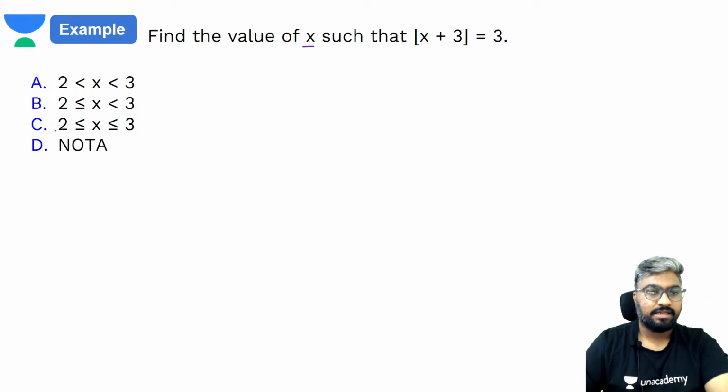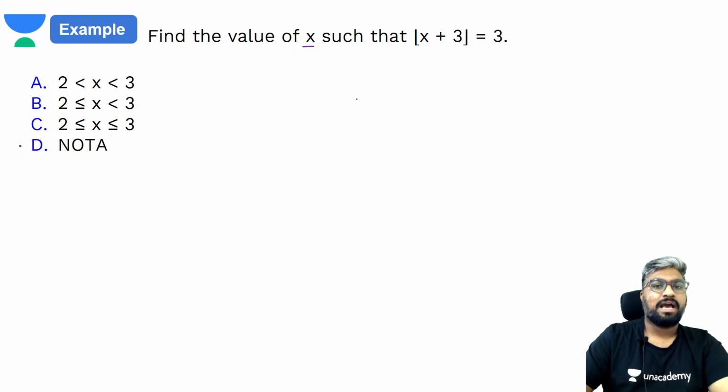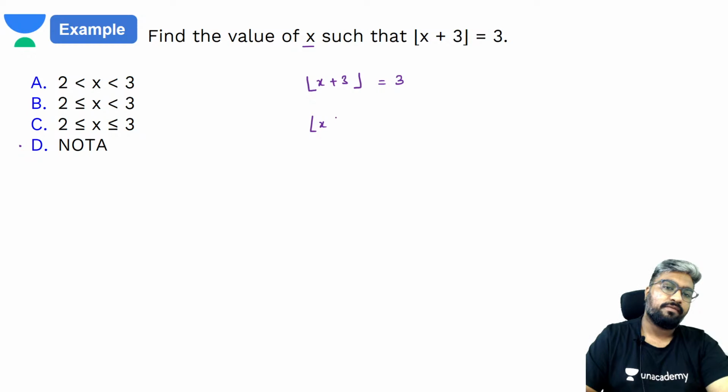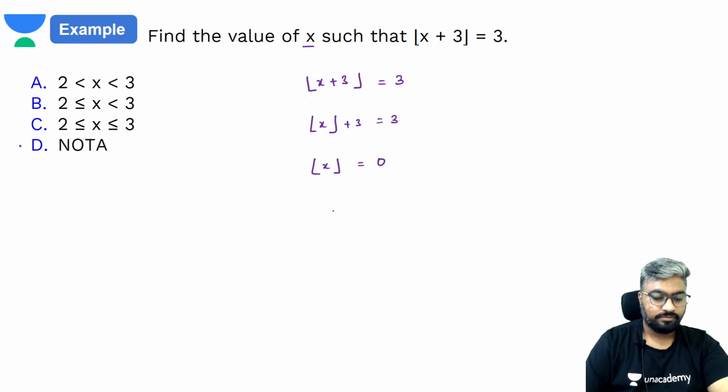Krishna says D, Rishi says D, very good, superb. D. Yeah, what would happen here? Greatest integer function of x plus 3 is 3. That means greatest integer function plus 3 is 3. That basically means greatest integer function of x is 0.